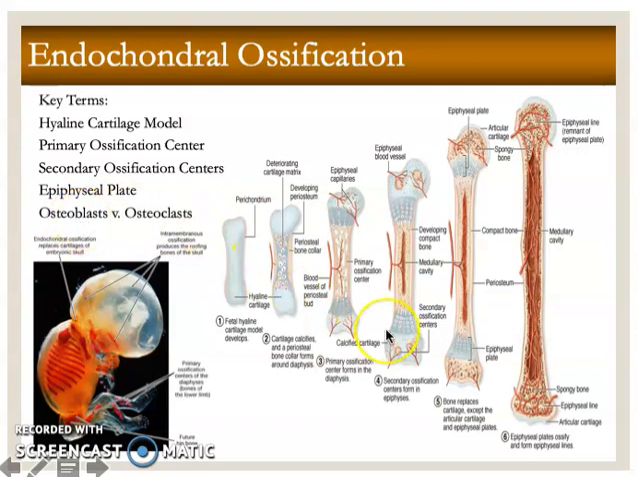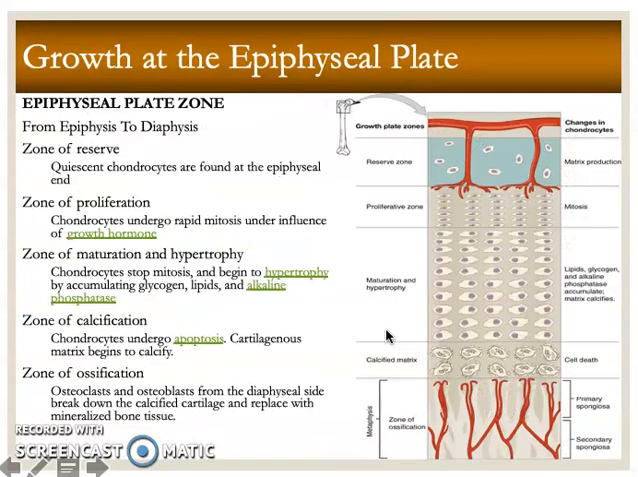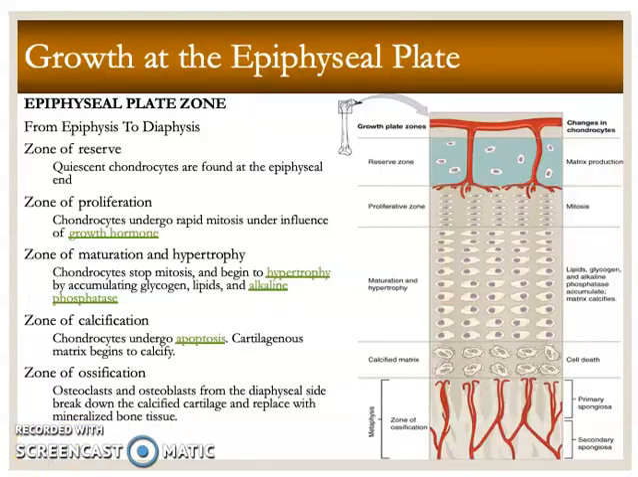Things to remember here. We have a couple different zones. We have the zone of the reserve. There's your hyaline cartilage. We have a zone of proliferation. These guys respond to growth hormone. These guys are undergoing proliferation. That is, they're undergoing lots of mitosis and respond to growth hormone. In the zone of maturation and hypertrophy, hypertrophy means to get bigger. So they're getting bigger, and they're maturing.